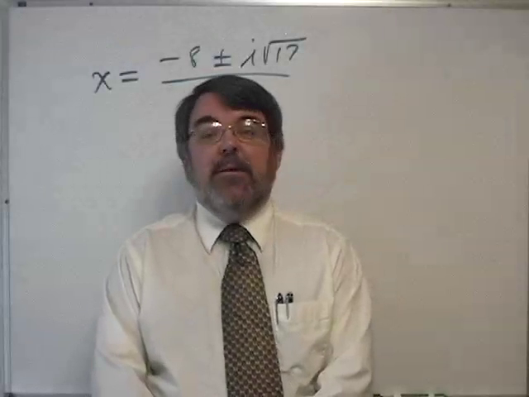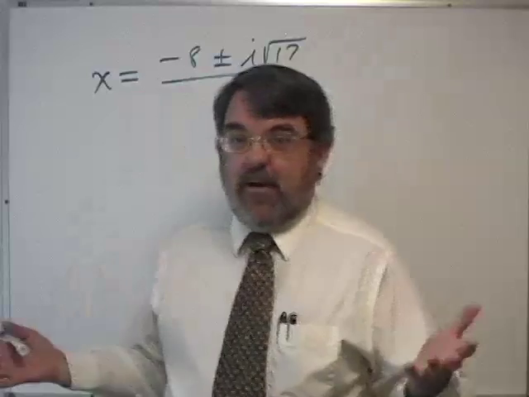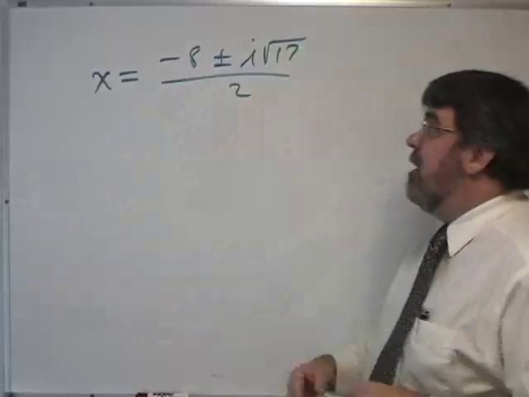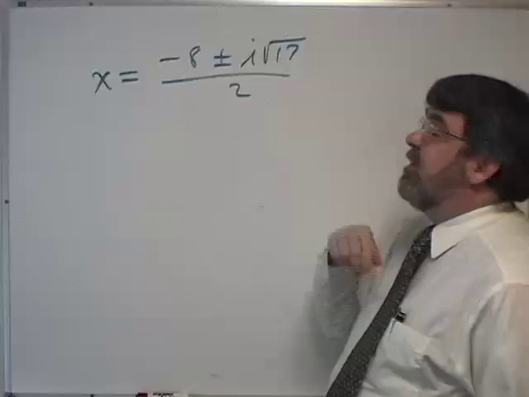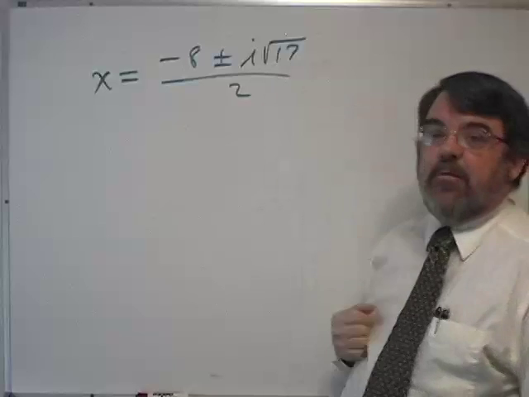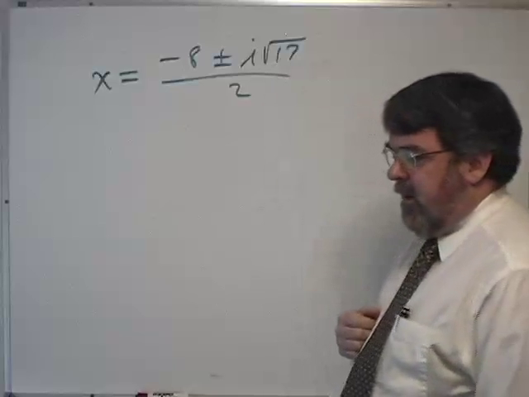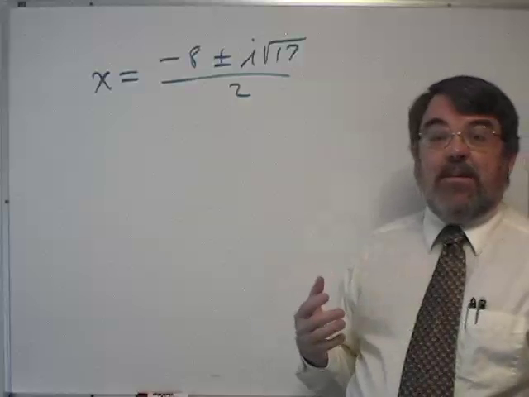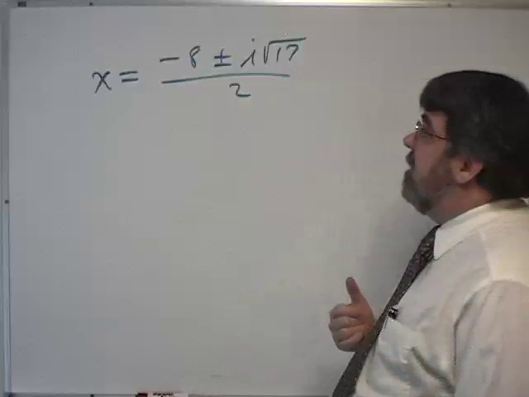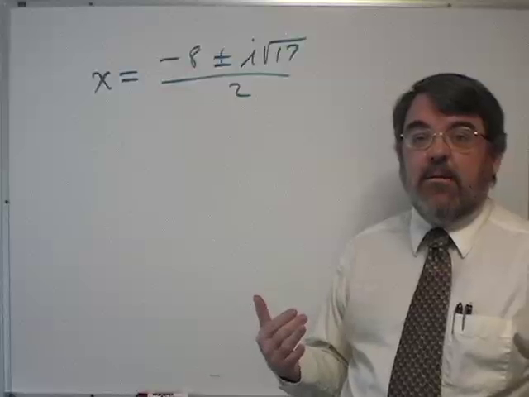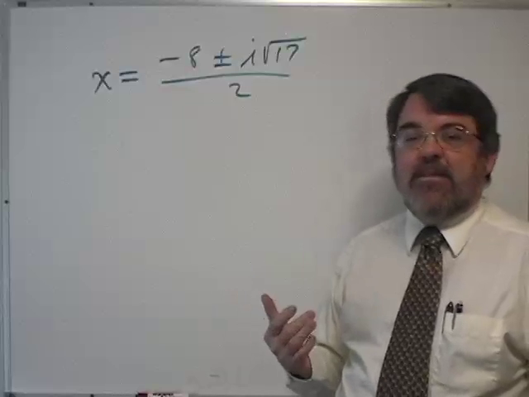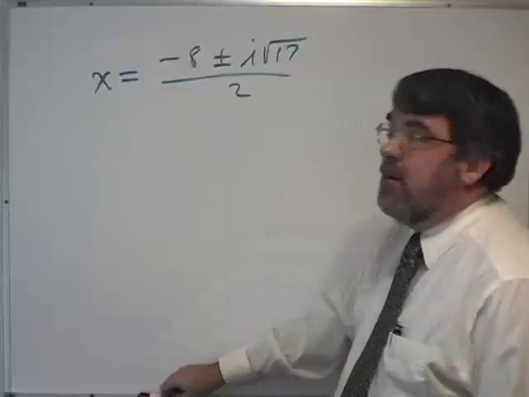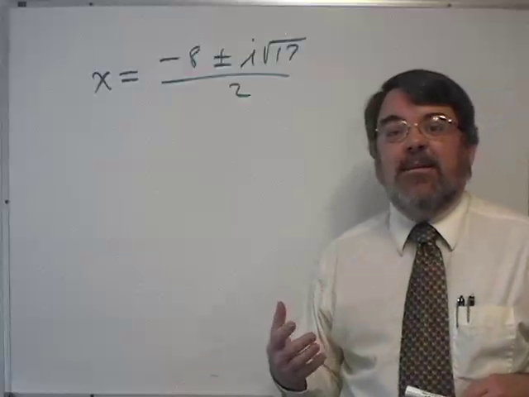In the last video, we ended up with one of our answers looking like this: x equals minus 8 plus or minus i times the square root of 17, over 2. It would be a reasonable question to ask, can this be simplified? And the mistake students often tend to make, or do tend to make, is to selectively simplify.